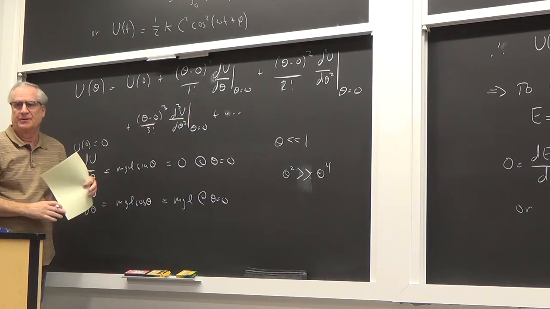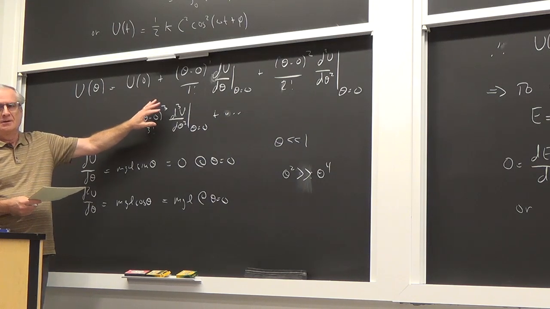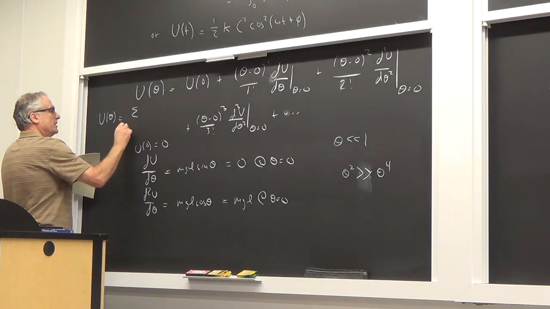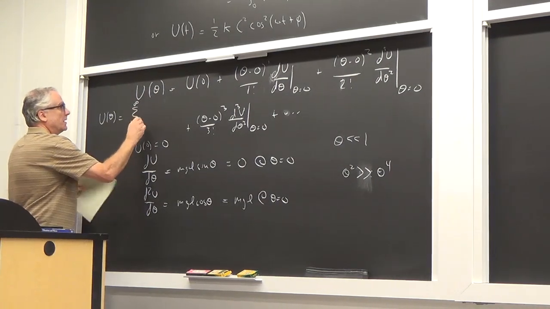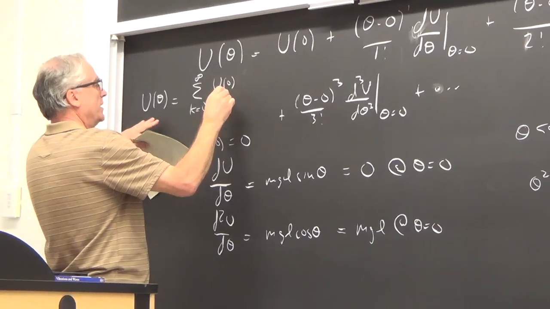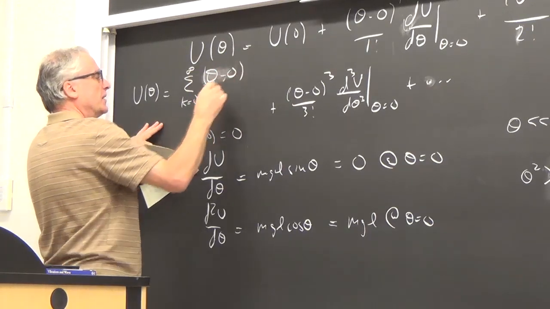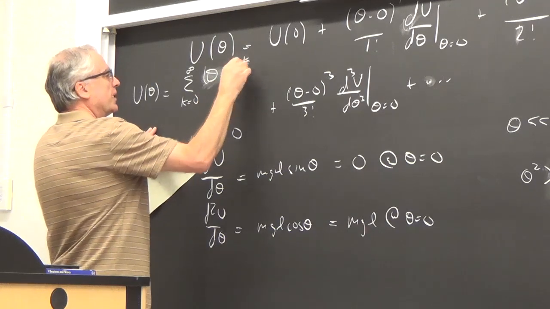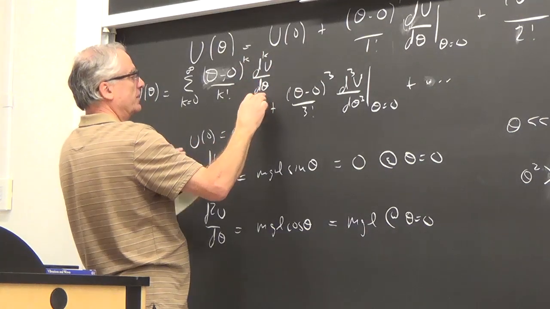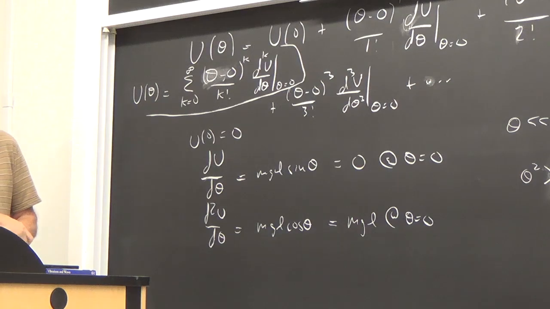Assume it doesn't have any singularities anywhere, but just take this as an arbitrary function of theta. You can express that in terms of the Taylor series expansion. So this is just a general mathematical expression. For any function, as long as it doesn't have any singularities, you can write this as a sum from k equals 0 to infinity of theta minus 0, if I'm doing an expansion about theta equals 0, to the k power divided by k factorial times the k-th derivative of u with respect to theta evaluated at theta equals 0. That's a theorem for any function that doesn't have a singularity at 0.